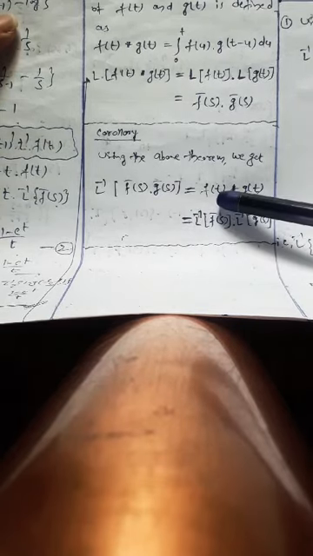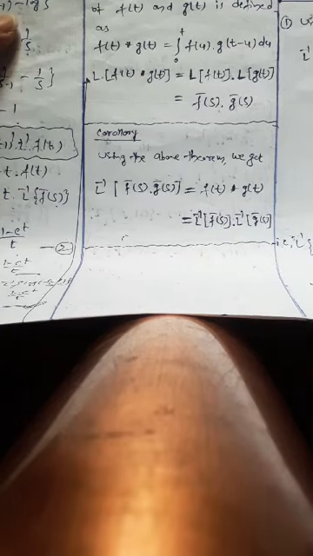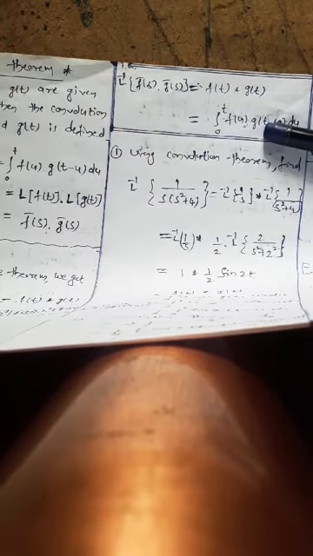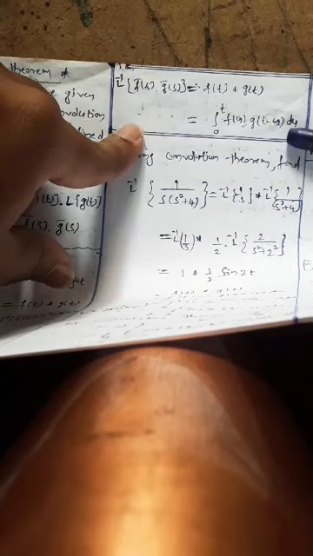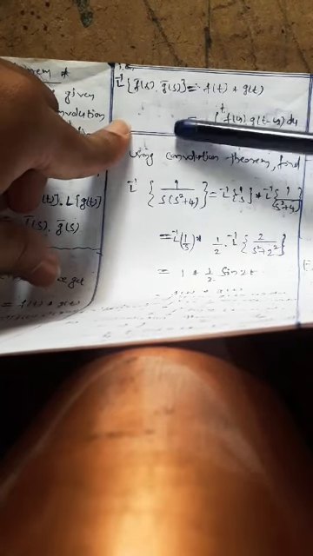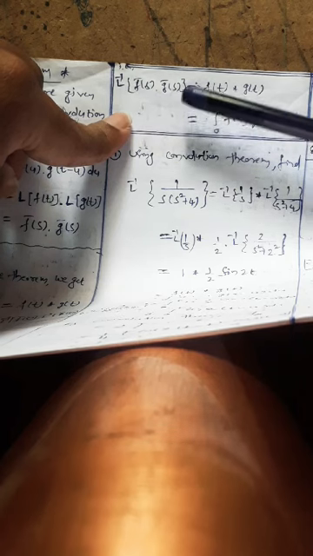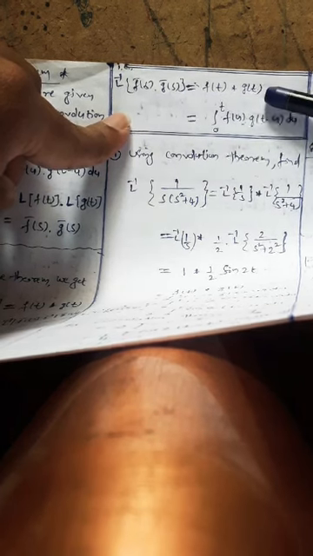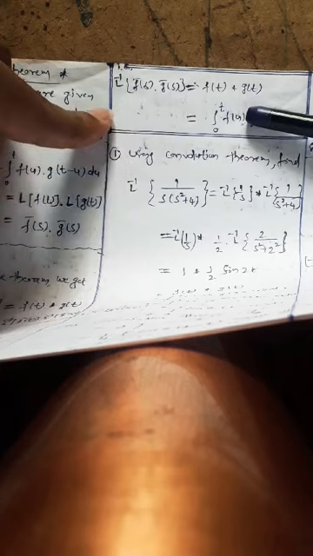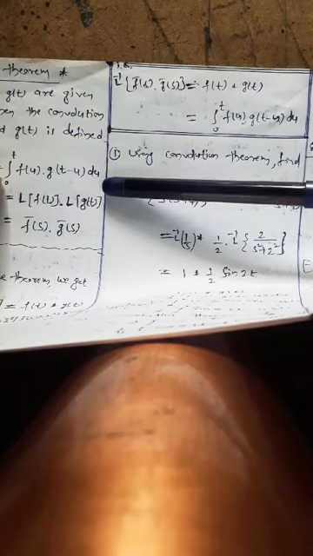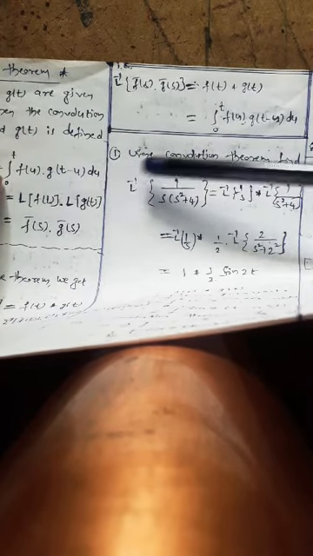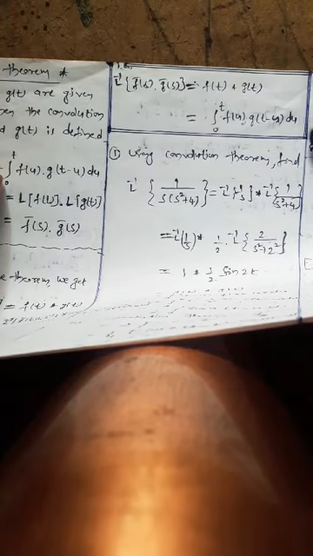What is f of t? We know that L inverse of f bar of s is f of t, and g of t is L inverse of g bar of s. But in a problem we have to modify the given problem for our convenience. This formula is applicable for the convolution theorem. In that, we have taken L inverse of f bar of s into g bar of s equal to f of t into g of t, and f of t into g of t we write as integration of 0 to t f of u into g of t minus u du.